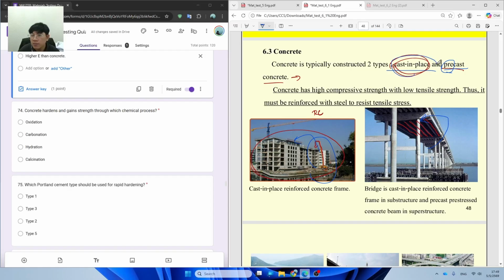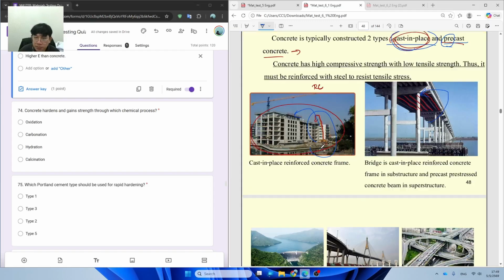But for cast in place, it's going to take some time and it needs a lot of preparation in order to cast it at the place.